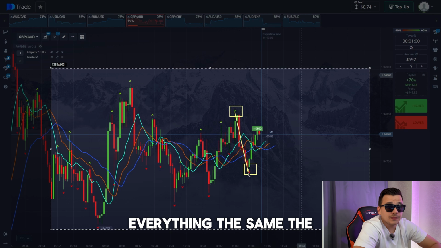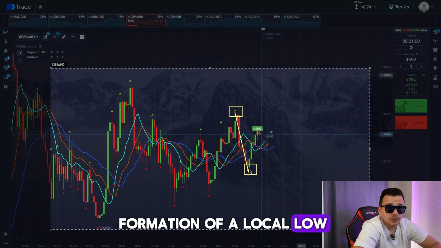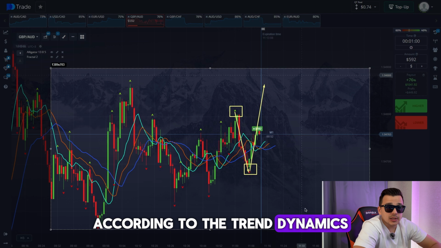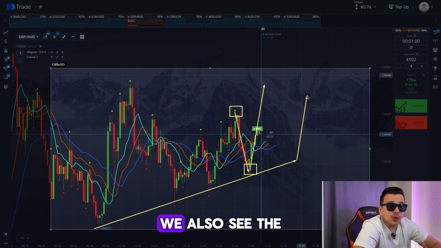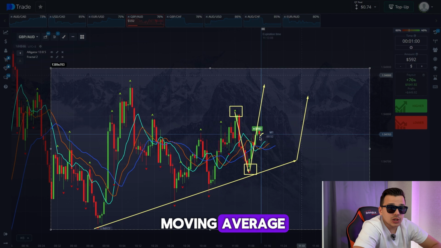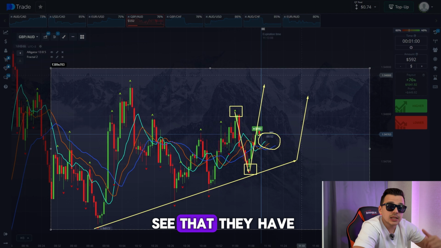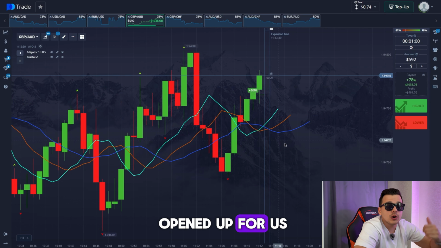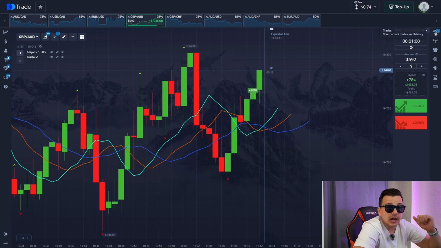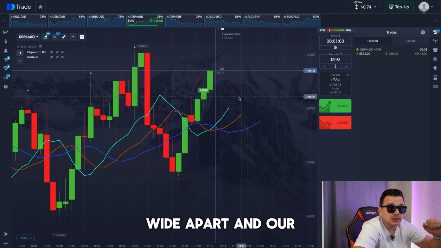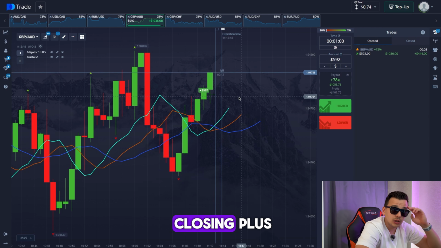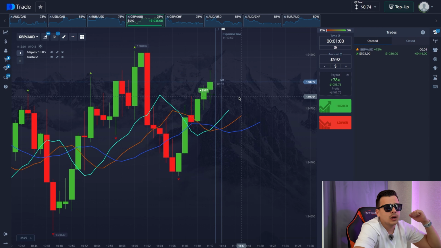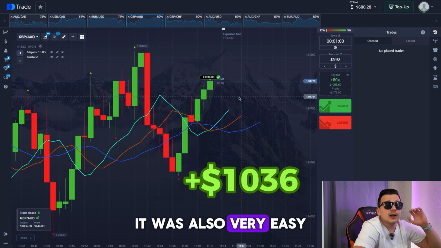Everything the same. The formation of a local low. According to the trend dynamics, we open a trade on the upside. Here we also see the moving average. And in general, we see that they have opened up for us wide apart. And our next trade is also closing in plus. It was also very easy.